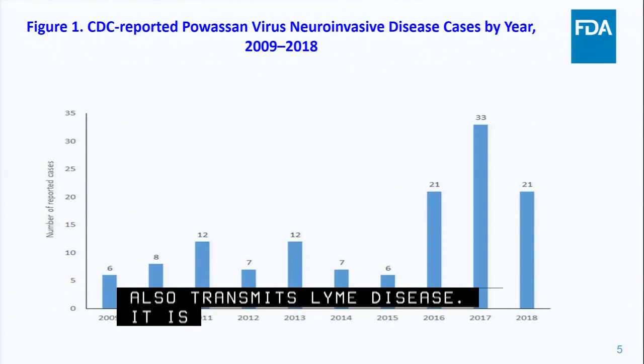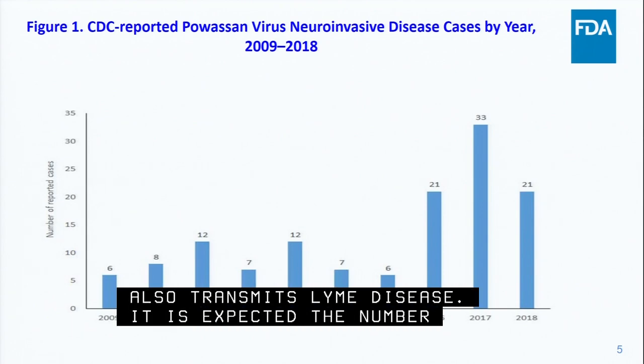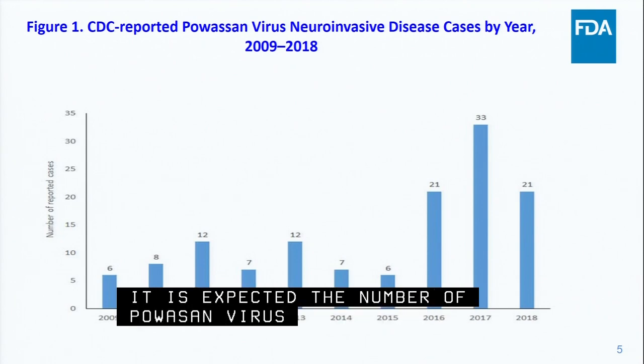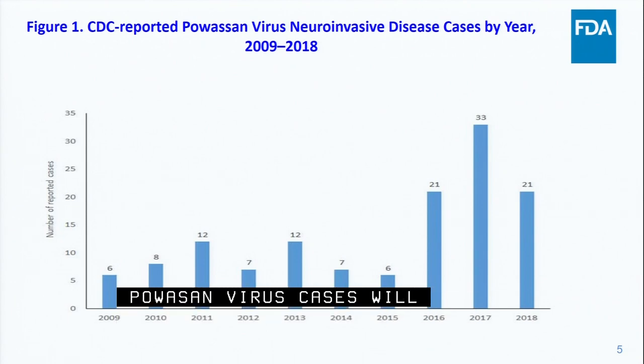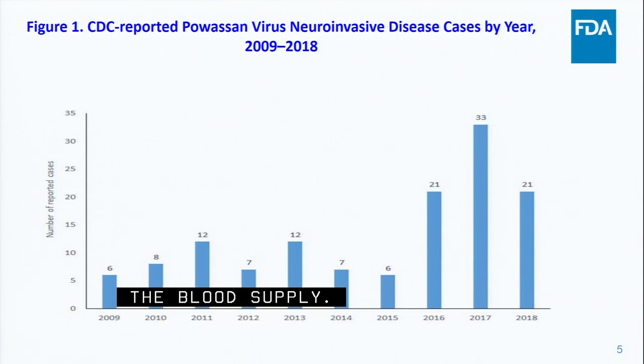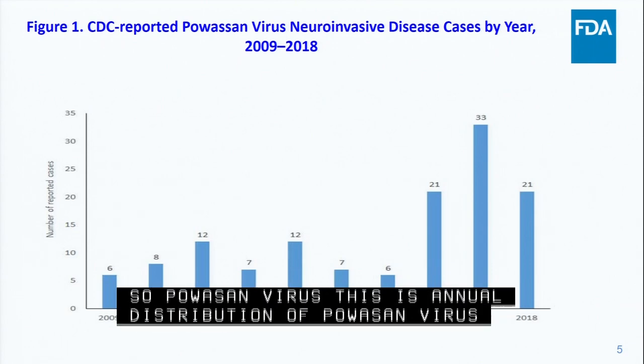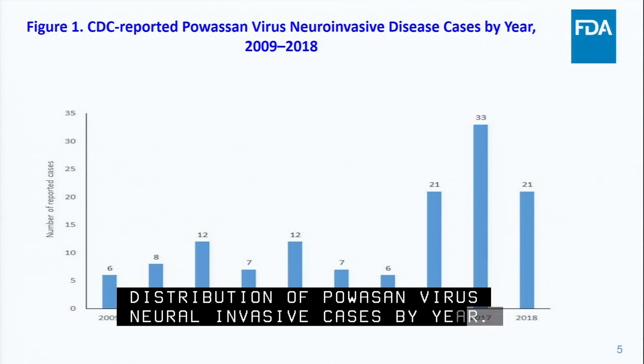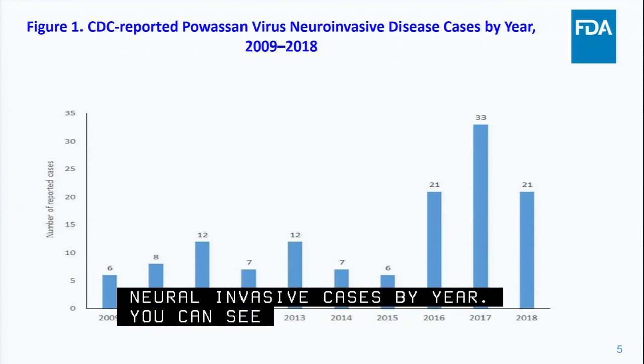So this is the annual distribution of Powassan virus neuroinvasive cases by year. As you can see here, in 2009 there were just six cases. However, in 2017 there were 33 cases, and in 2018, 21 cases. And this is only what's reported to CDC, so it's likely that the number of cases is substantially higher.